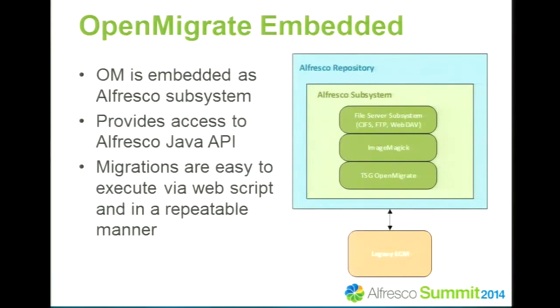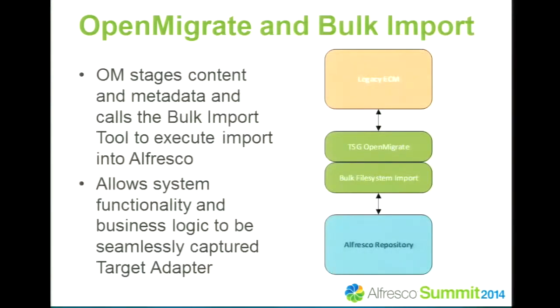Another approach we've done that we use a lot is really to embed Open Migrate as a subsystem within Alfresco. The benefit there is that we access the Java API directly. We can execute them via web script. Also great when you're going to do an ongoing migration into the repository. One thing we've also done is integrate with Alfresco's bulk import tool. In that case, we actually use Open Migrate to capture all the business logic to create all the metadata to import into Alfresco. Then we hand it off to the bulk import tool, and it runs and imports it into the repository.